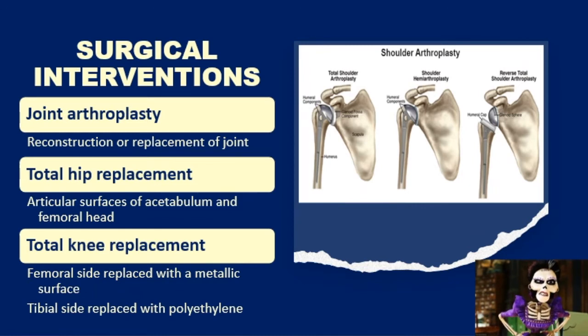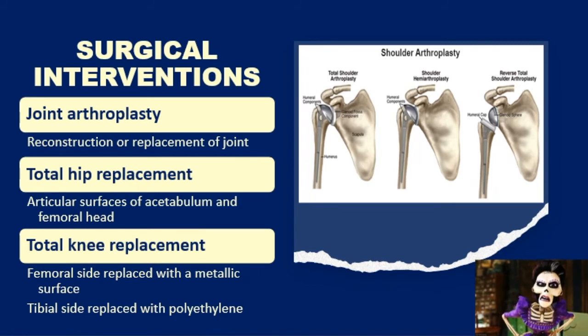Then we have your surgical intervention still: joint arthroplasty. When I talk about joint arthroplasty, class, there will be reconstruction or replacement of your joint, a repair. Then you have your total hip replacement. When I talk about total hip replacement, class, the articular surfaces of the acetabulum and the femoral head are the ones being repaired. So class, don't think that it's the entire hip of your patient that is replaced. Your hip there would be referring to your acetabulum and your femoral head.